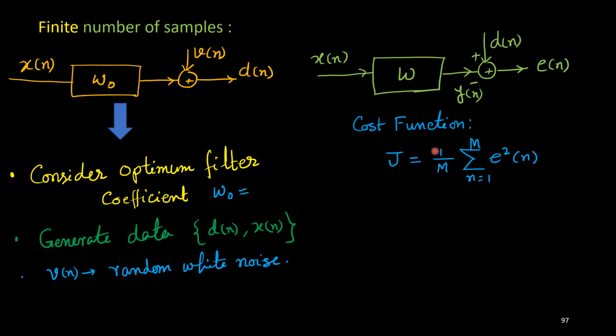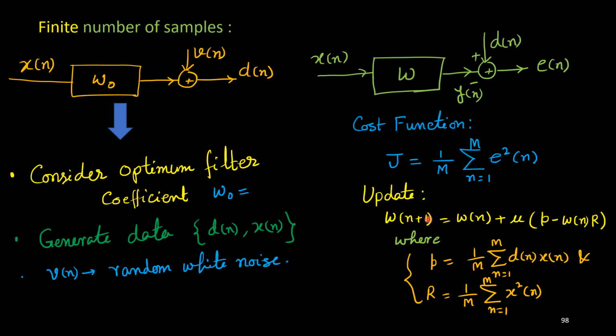So here we'll consider this cost function, the mean square error, and basically we'll try to update in this way. Wn plus 1 will be Wn plus mu into (p minus Wn R). So this form I have considered here. Okay, so p is this term and R is this term. I hope it is clear.